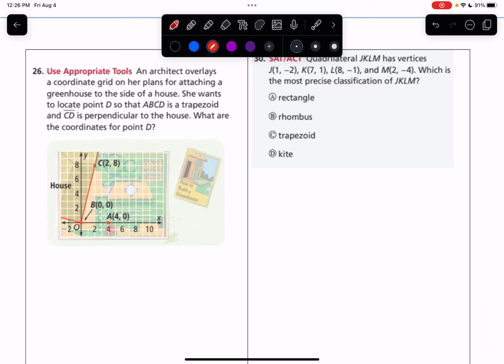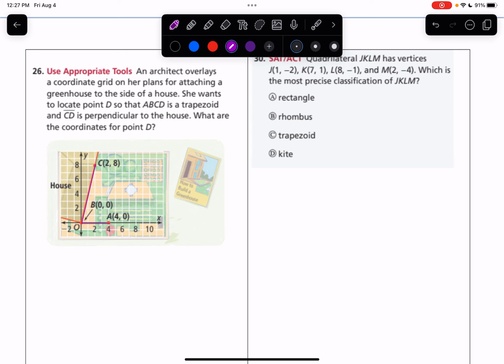26. An architect overlays a coordinate grid on her plans for attaching a greenhouse to the side of her house. She wants to locate point D so that ABCD is a trapezoid and the line CD is perpendicular to the house. What are the coordinates for point D? All right. So we're going to have a trapezoid, and it's going to go A, B, C, D. So here's A, B, and here's B, C.